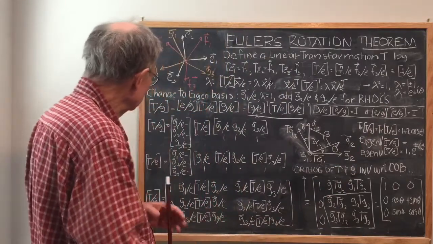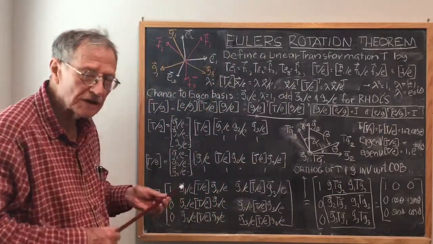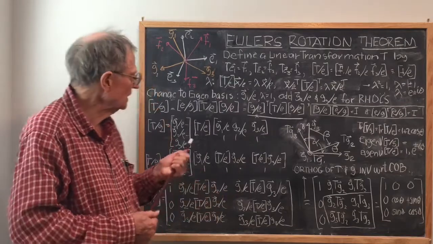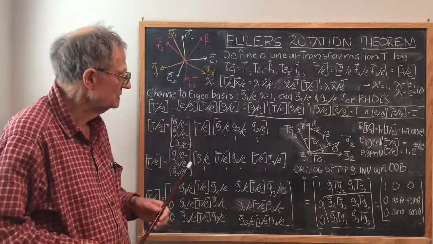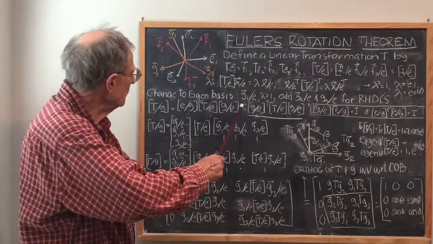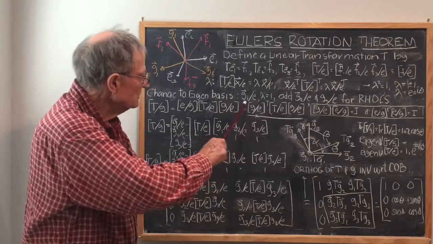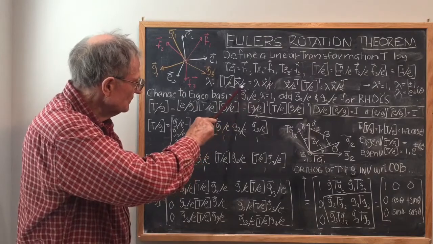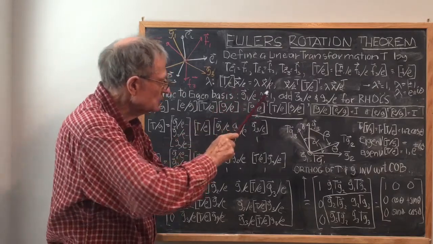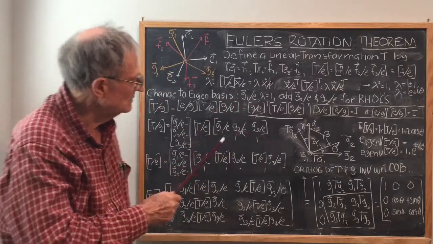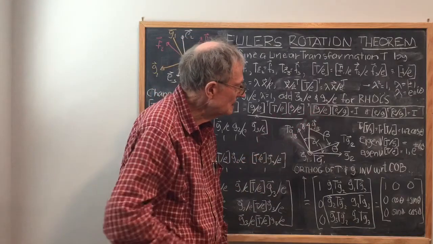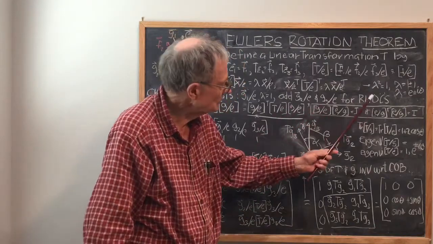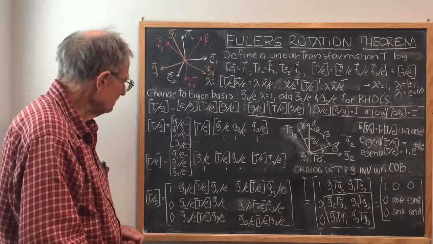Okay, now this is the crux of the whole proof. I'm going to change to an eigenbasis. I'm going to let G1 with respect to E be the solution of this equation, the solution of Tx equal lambda x for lambda equal 1. Then I'm going to add G2 and G3 to create a right-handed orthogonal coordinate system.